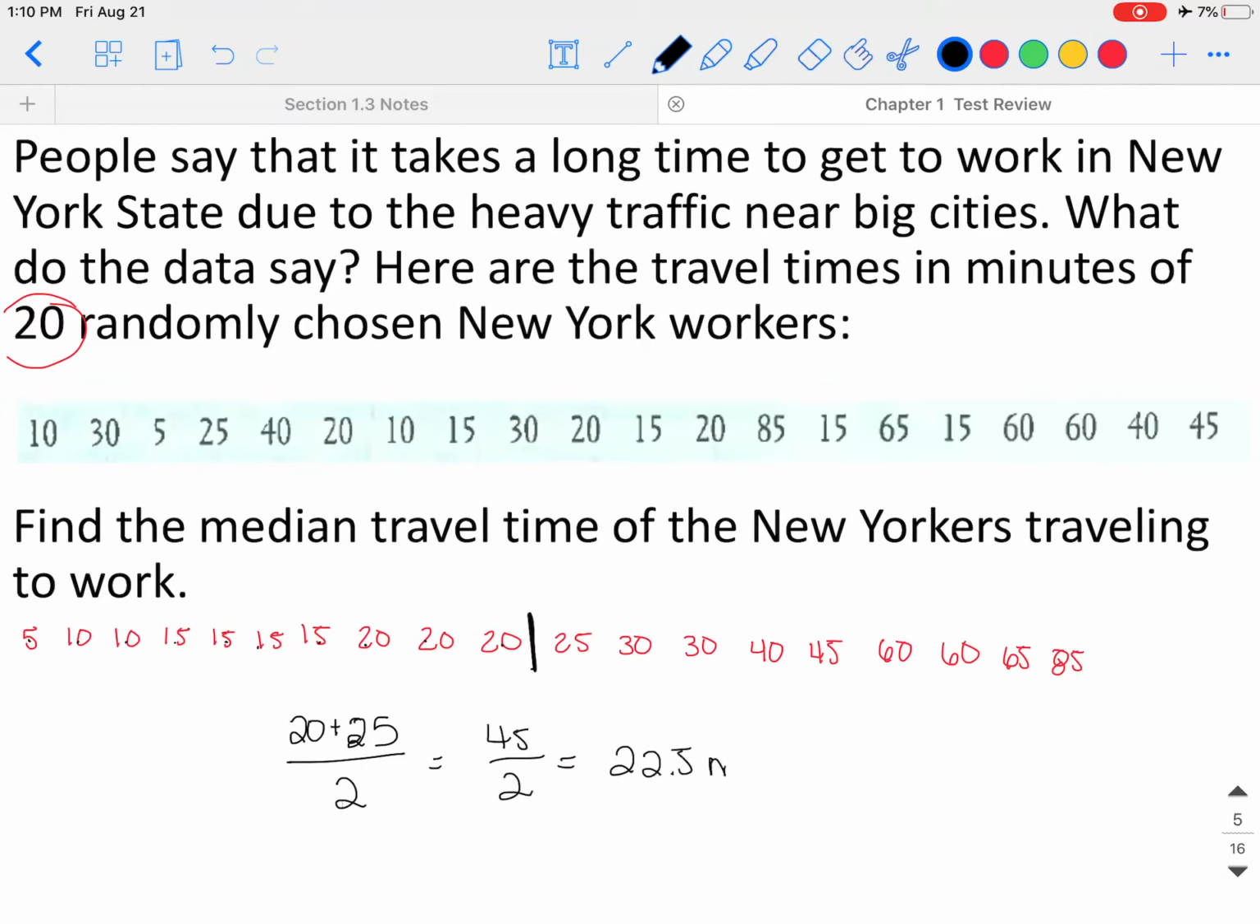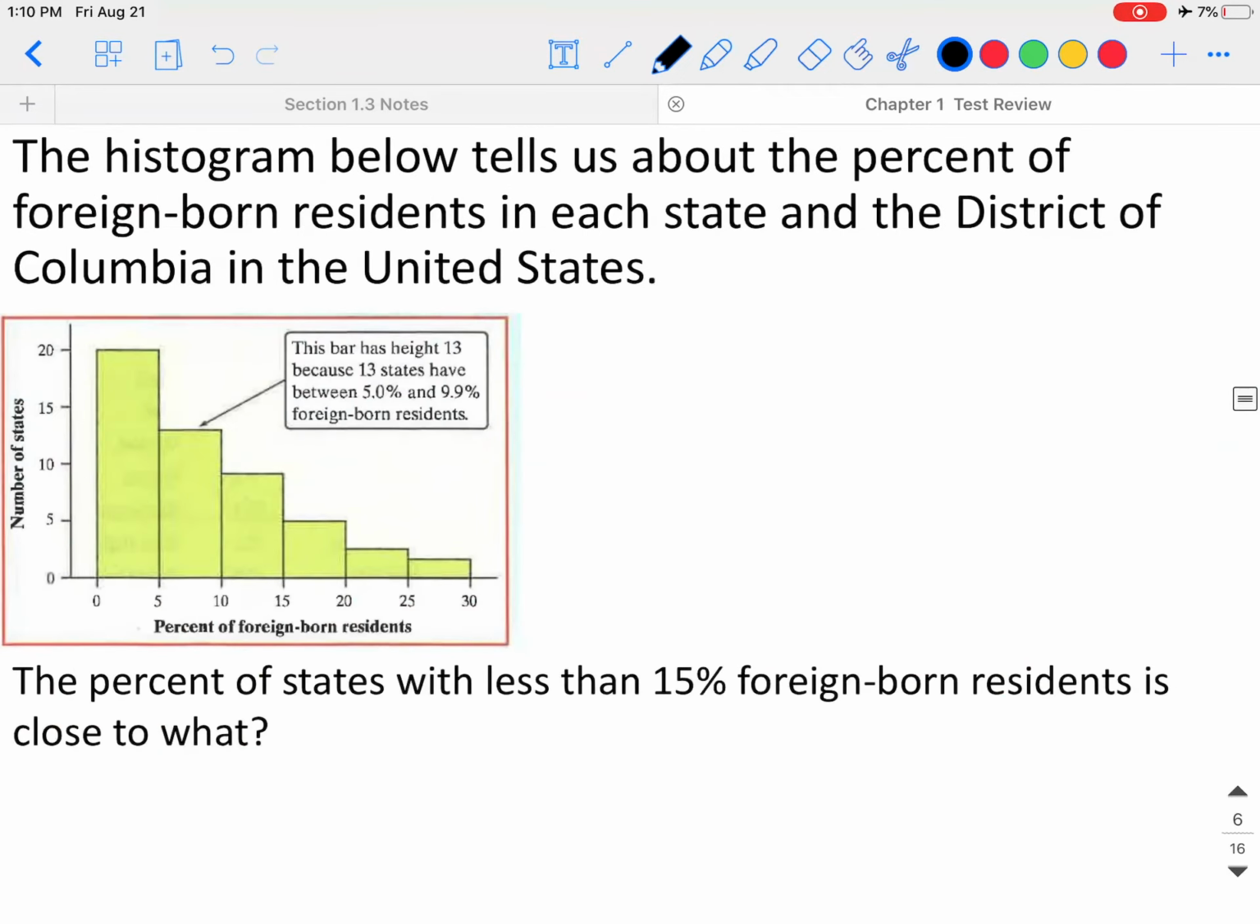And 45 divided by 2 gives us 22.5 minutes as the median amount of time a New Yorker travels to get to work.